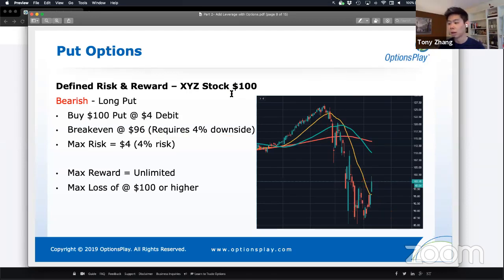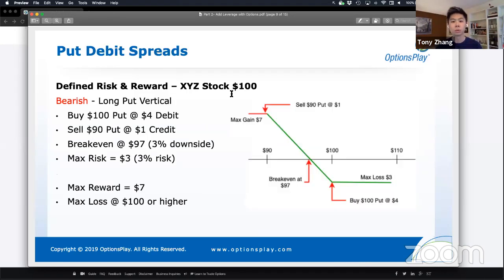Okay, perfect. So lastly, let's talk about how to turn a bearish put into a spread that can give you some additional benefits. Same example, stock XYZ, $100 stock. I think the stock's going to move lower. What can I do? I'll buy that put option for $4. But again, that requires the stock to make a 4% move to the downside in order for me to make a profit.